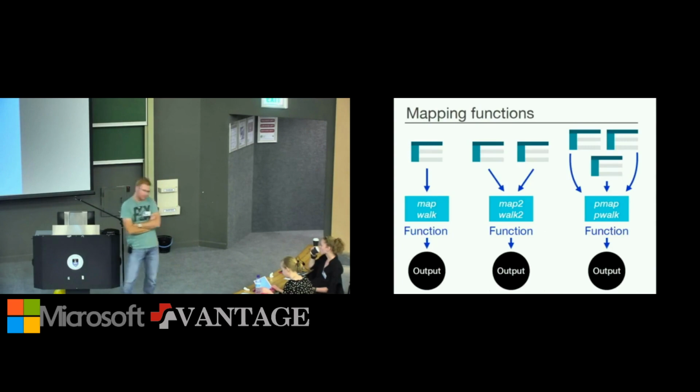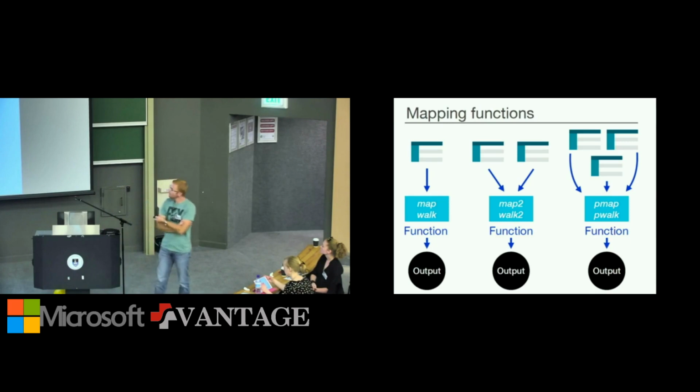Now, the map functions are probably the thing I use most in the purrr package, and also walk. And there's a difference between map and walk. Map takes data, applies a function, and gives you an output. Walk takes data, applies a function, sends your data out as it was, but you get the side effect, such as printing a plot, which is the side effect that you want.